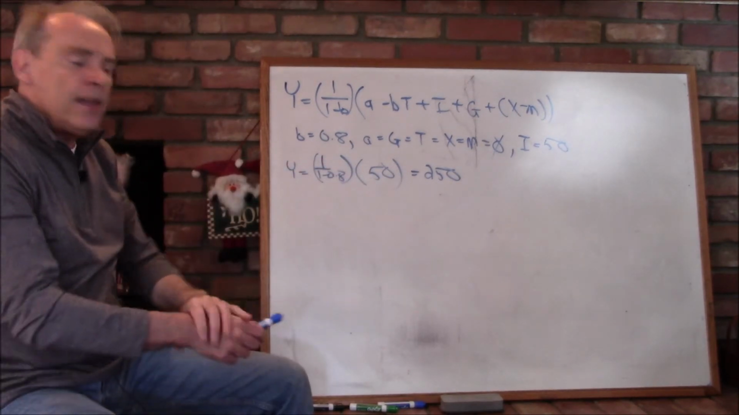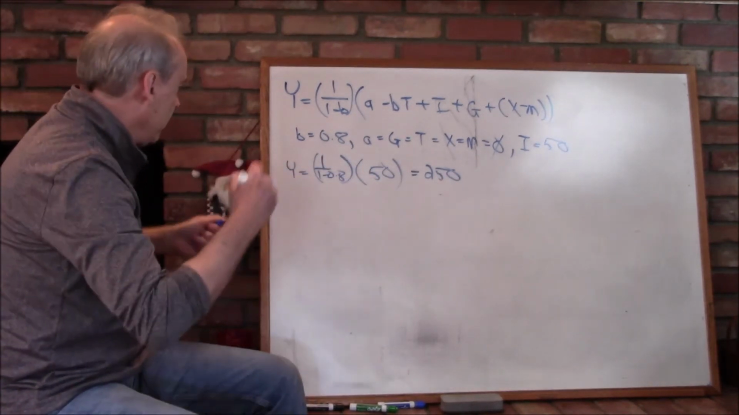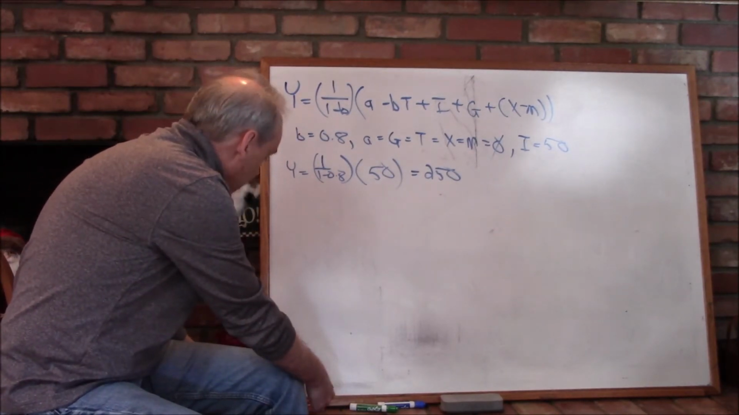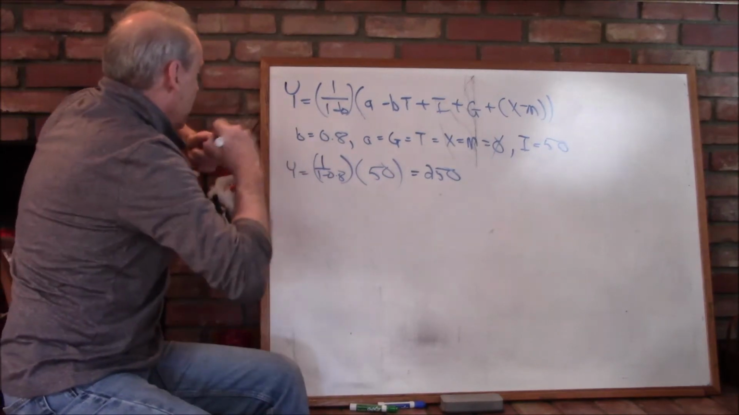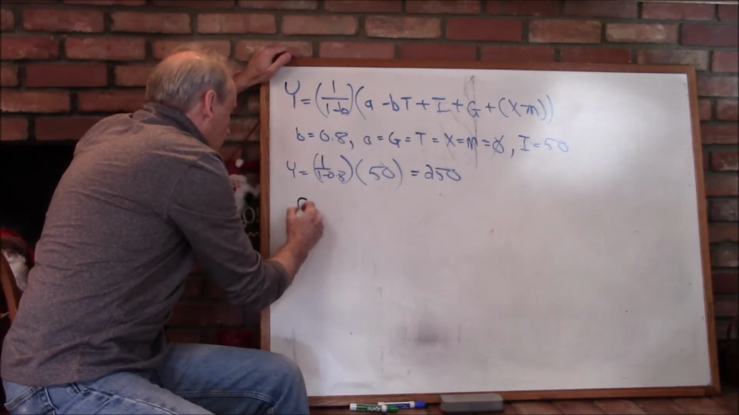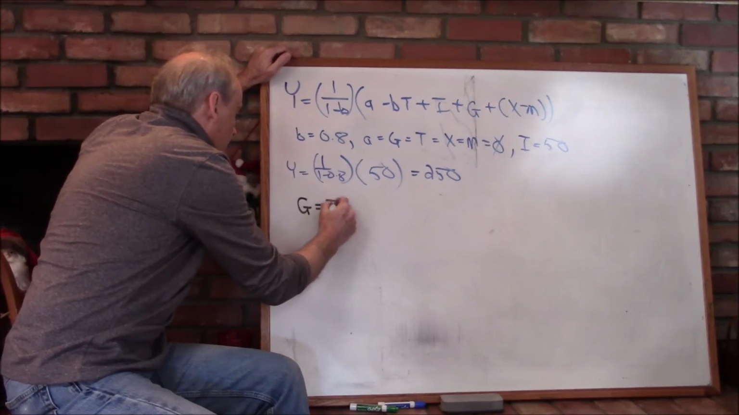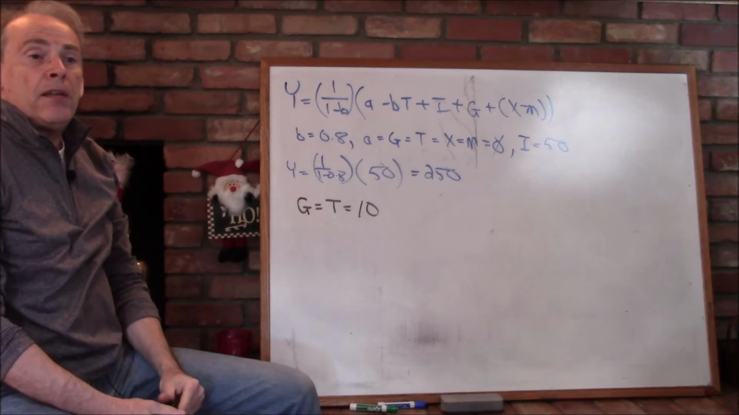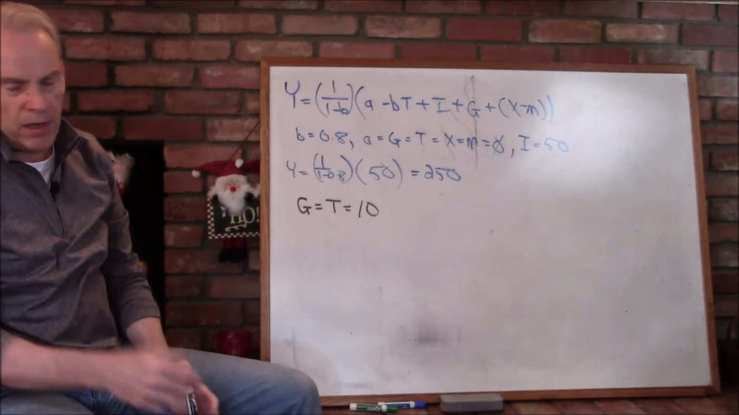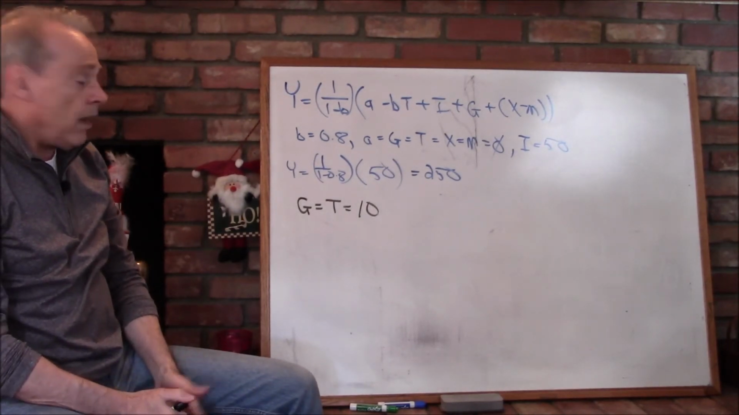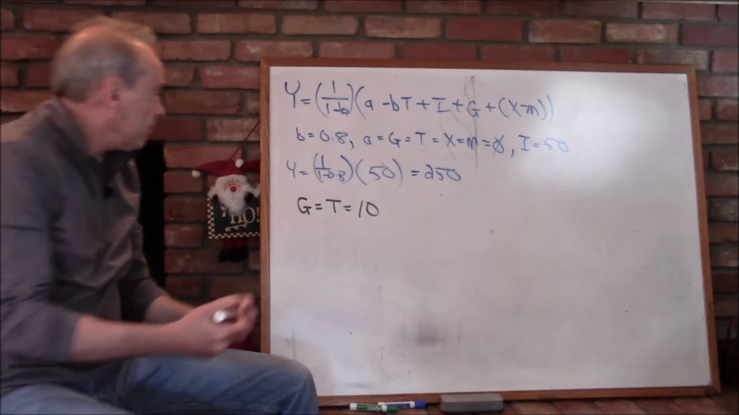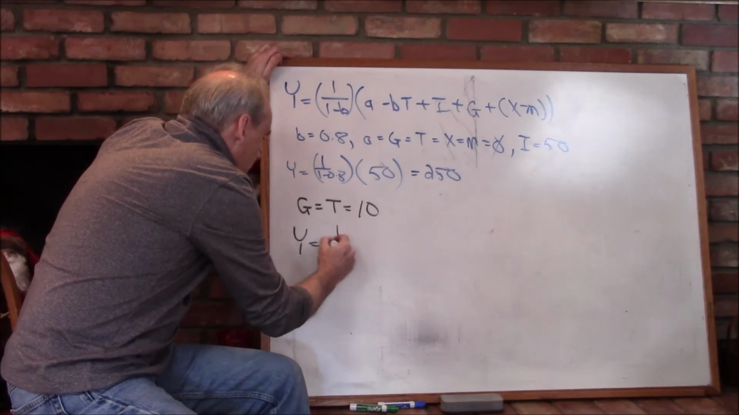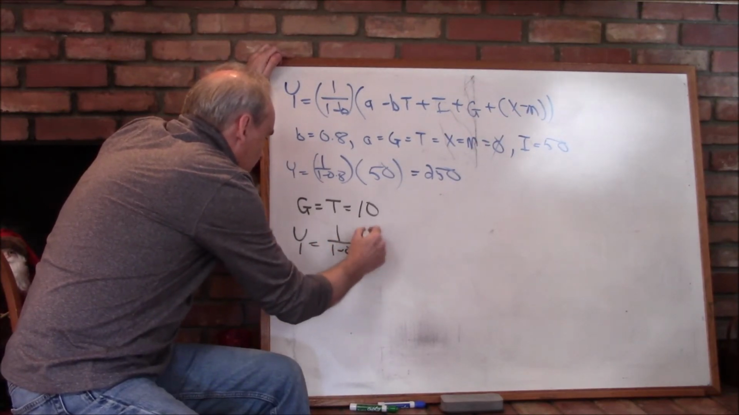Now let's say that all of a sudden that dang government decides that they're going to tax and spend $10, or 10 trillion, whatever we're talking about here. Let's plug it all back in again and see what we get. Y is equal to 1 over 1 minus 0.8.